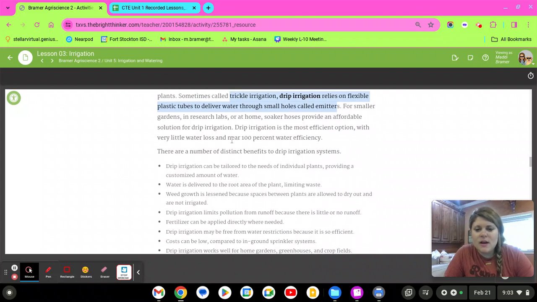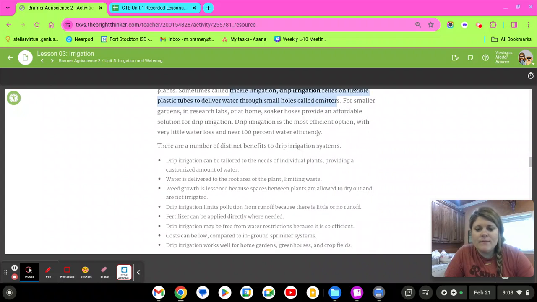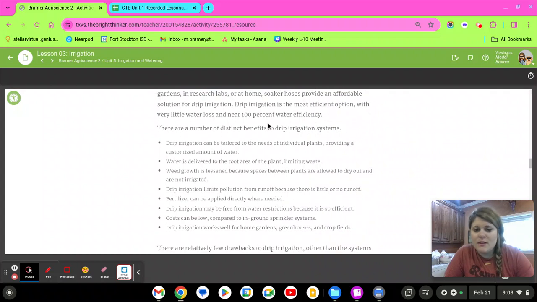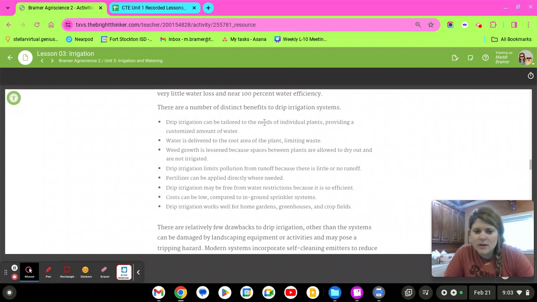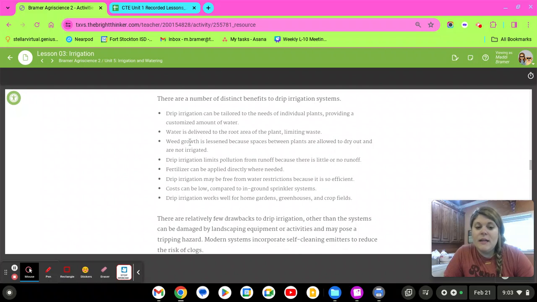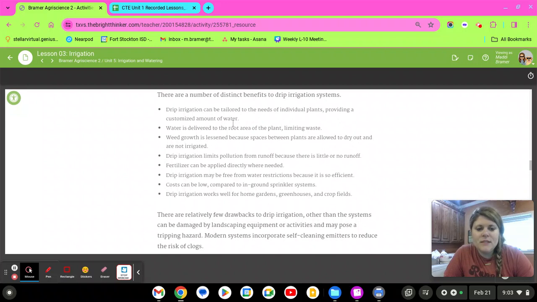So this is used a lot at home. It's nearly 100% efficient. So you have very little water loss this way. It does take a long time, and it's not ideal for large scale operations. But for your gardens, for your home, it's great. So it can be tailored to individual plants. So you customize how much water they need.